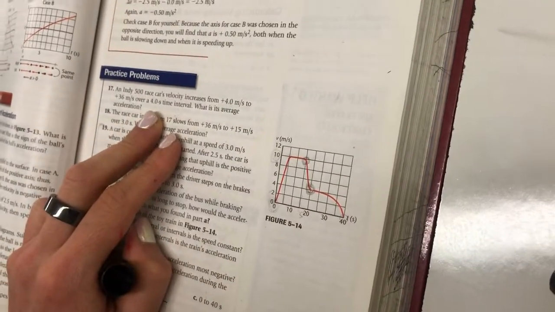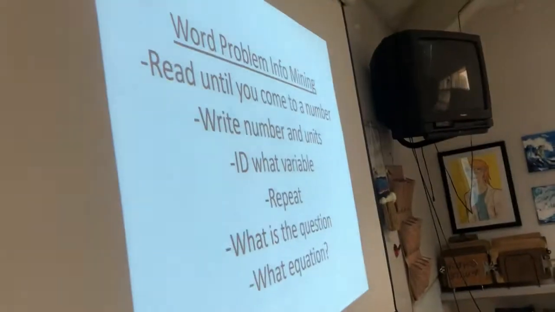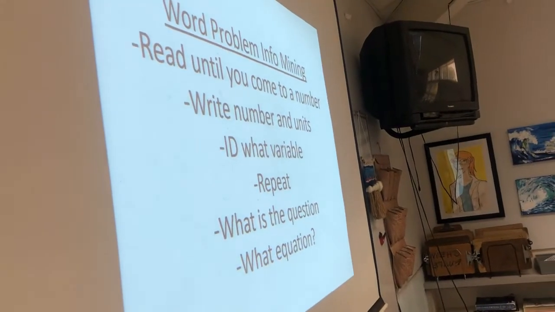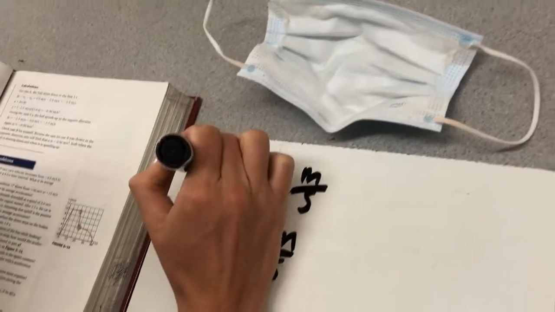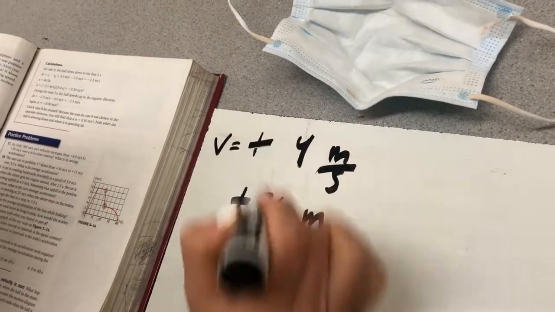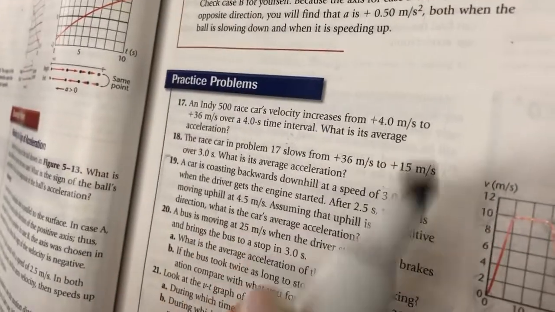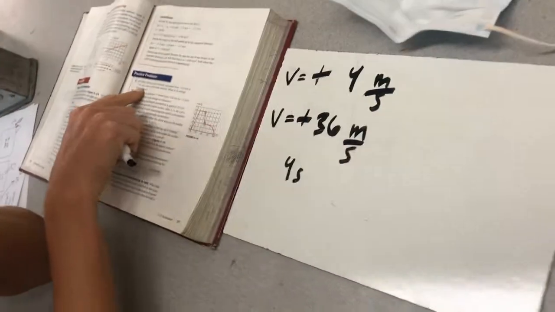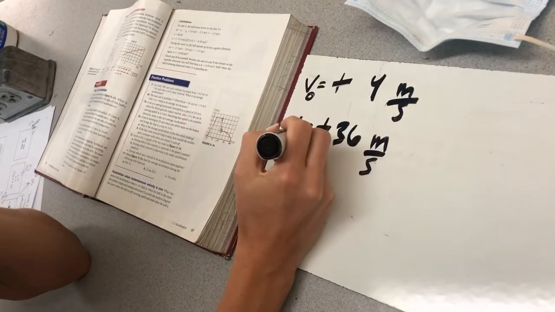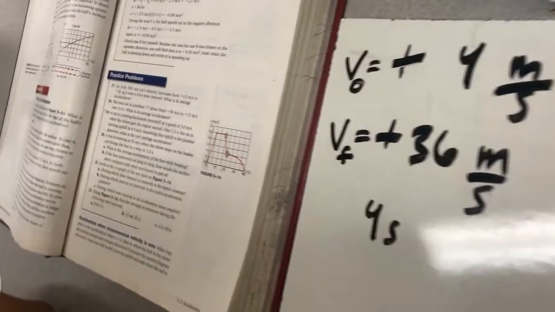Okay, so I've got read until you come to a number, write the number and units, identify what variable. Meters per second, I know that's velocity. And I know this is meters. We've got two velocities. Which one came first? An Indy 500 race car's velocity increased from this to that. So this must be initial, and that must be the final. Seconds, this is time.